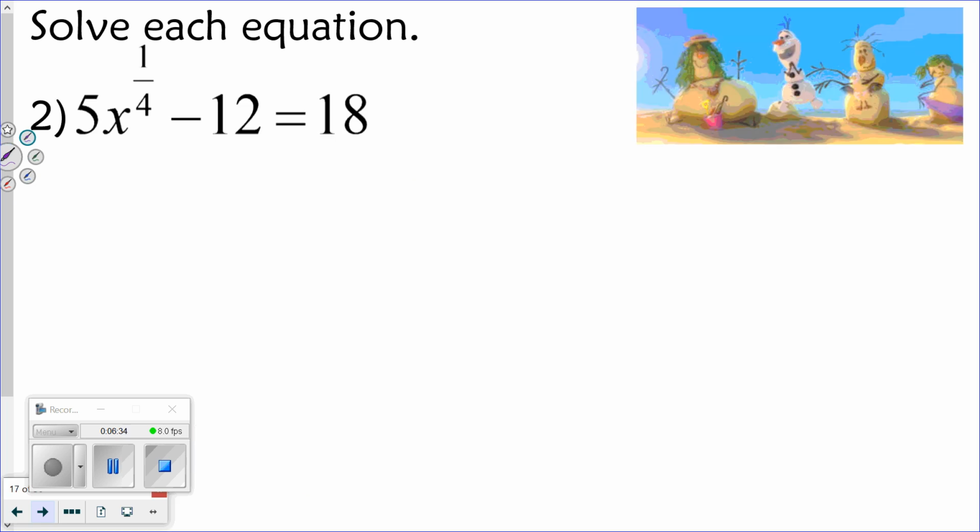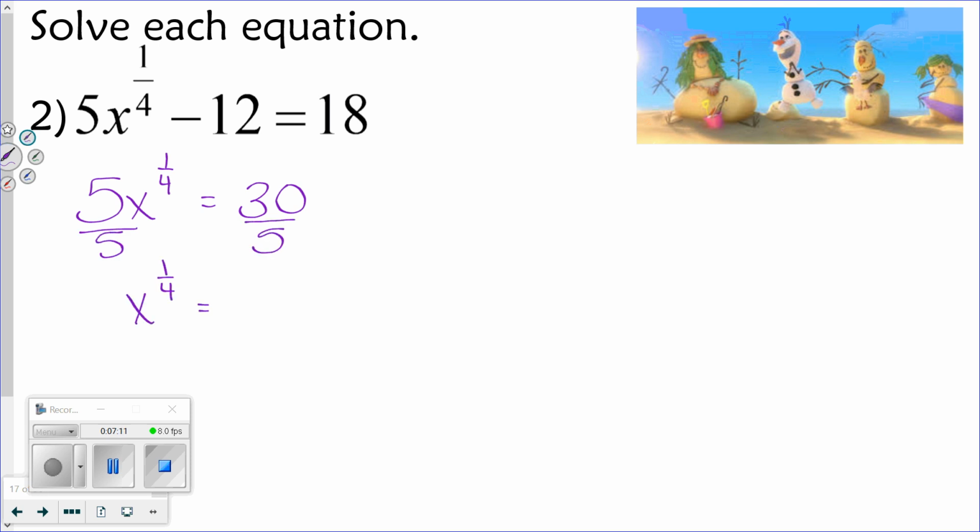All right. Number 2. So this time I don't have a whole parenthesis that I have to worry about. So I need to get what by itself? The x or the 5x? The x. What's the exponent on the 5? That's a 1. I don't want that one. So do I move the 5 or the 12 first? The 12. So 5x to the 1/4, add the 12, gives me 30. And again, that's another mistake people make, that I don't want just the 5x to by itself. I have to get rid of that 5. So divide by 5. So x to the 1/4 equals 6.